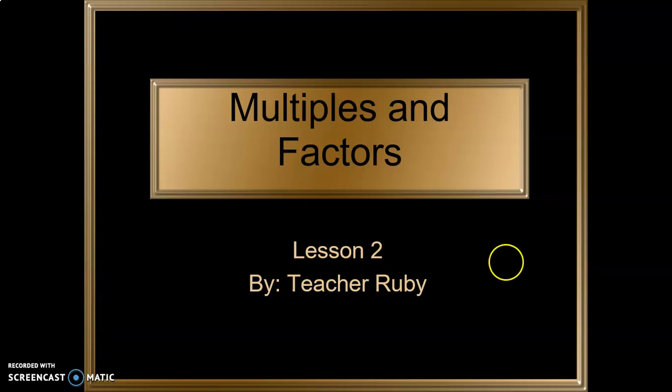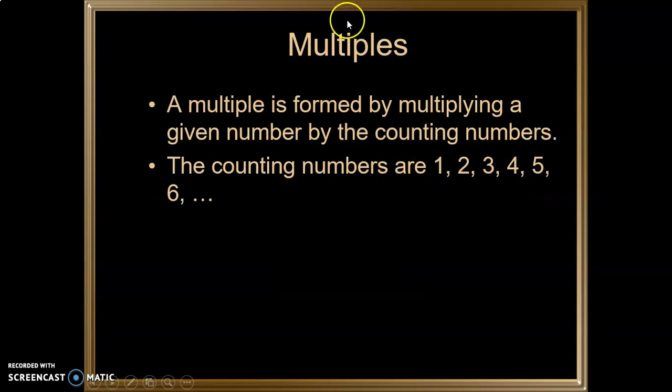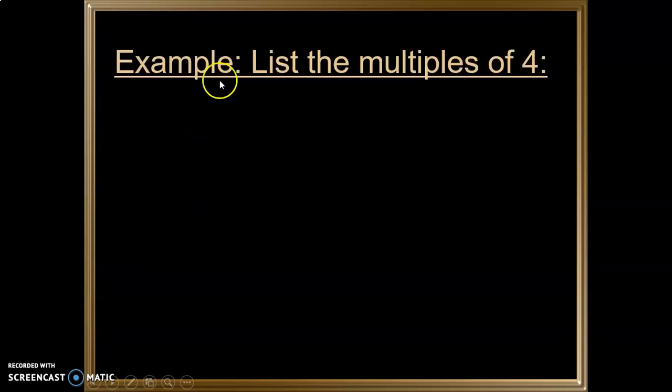For today's topic, we're going to talk about multiples and factors. Multiples. A multiple is formed by multiplying a given number by counting numbers. The counting numbers are 1, 2, 3, 4, 5, and so on.